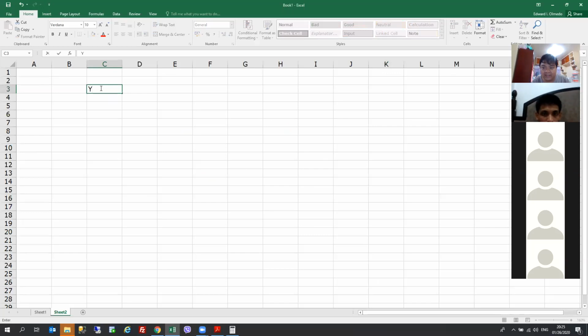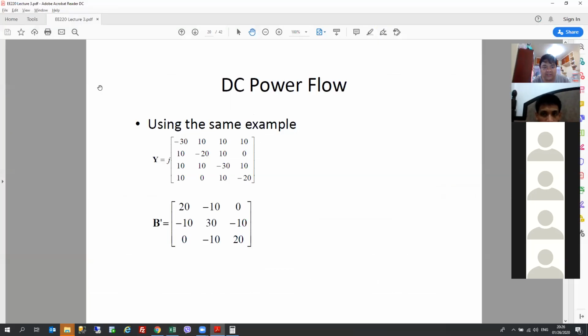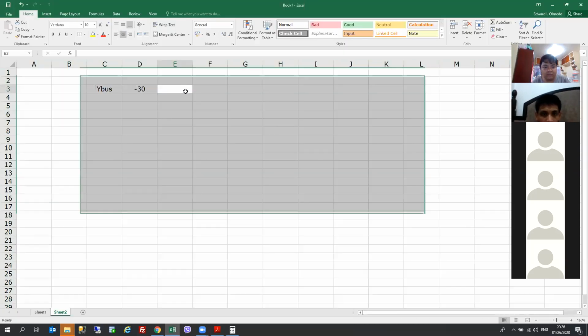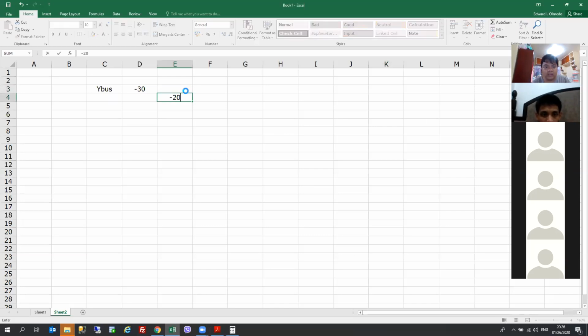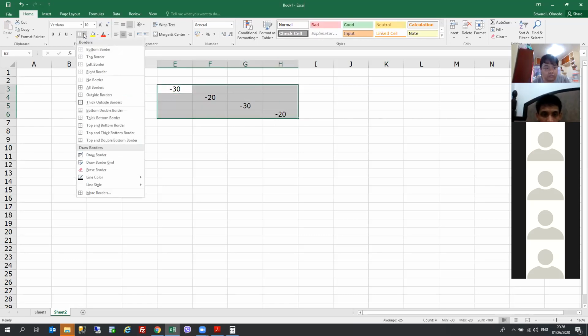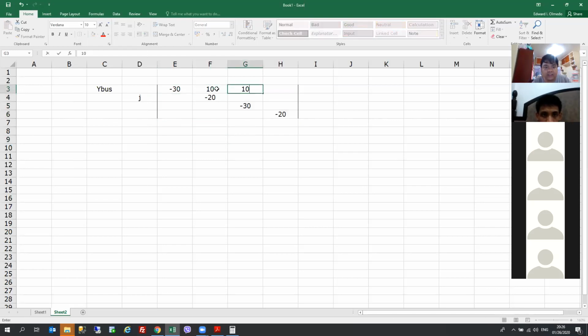So sa Y bus natin, okay? Negative 30, yan yung nakalagay, di ba? Negative 20, negative 30. Again, kasi 4 bus. So, nasa labas lang yung j. Then we have 10 here, 10. Ganon, yung kanyang process kanina. Nagkataon lang, equal lahat. Okay, we have this.